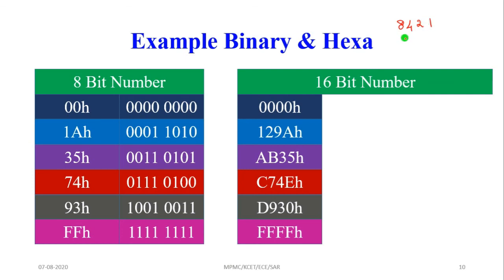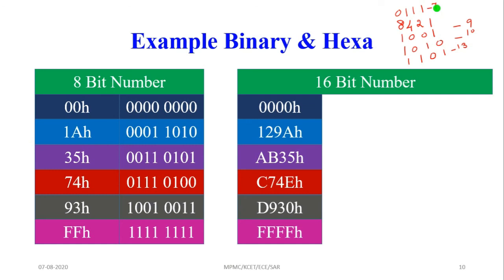8421. Now we are going to represent 9. 9 means 8 plus 1. Next, 8 plus 2 is 10. Now we are going to represent 13. 13 means 8 plus 4 is 12, plus 1 is 13. Then we represent 7: 7 means 0, 4 plus 2 plus 1 is 7. Okay, clear. This is a simple way to find the binary number.